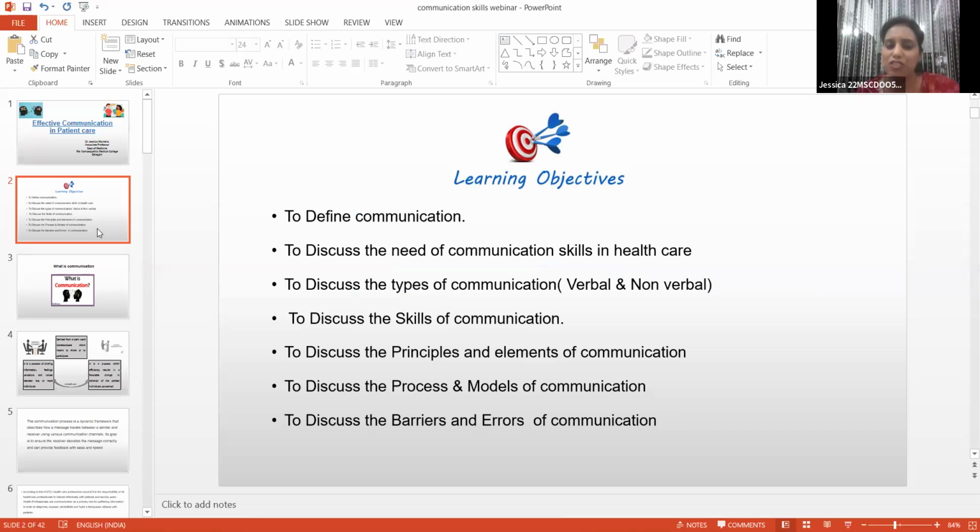In this session, I would like to define what communication is, discuss the need for communication skills in healthcare in today's scenario, and discuss the types of communication. I am going to shed more light on verbal and non-verbal communication, and discuss the skills we need to communicate well, the principles and elements of communication, and the process and models of communication. Finally, we will end with the barriers and errors of communication.